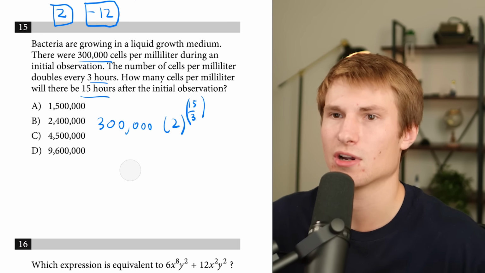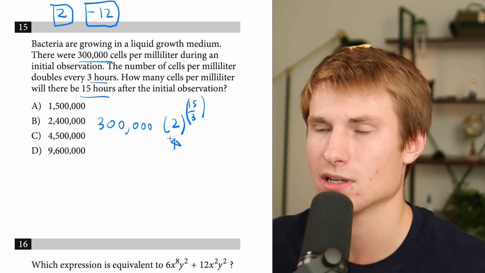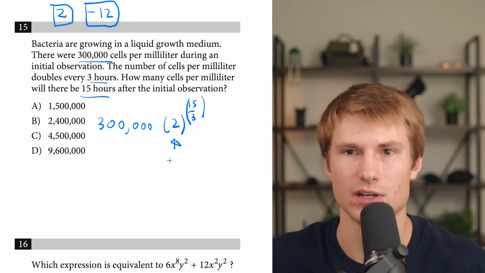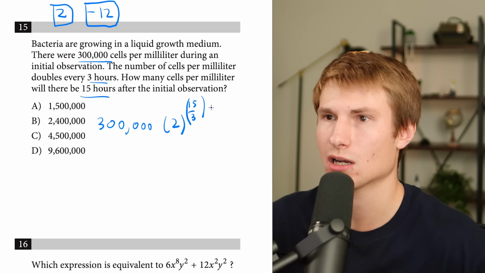Next thing we have is our growth factor. Our growth factor is 2 because we are doubling. So since we are doubling, our growth factor is 2. Growth factor goes in parentheses here. Now, what are we raising our growth factor to? What power? That comes in where we have the fact that we are doubling every 3 hours.